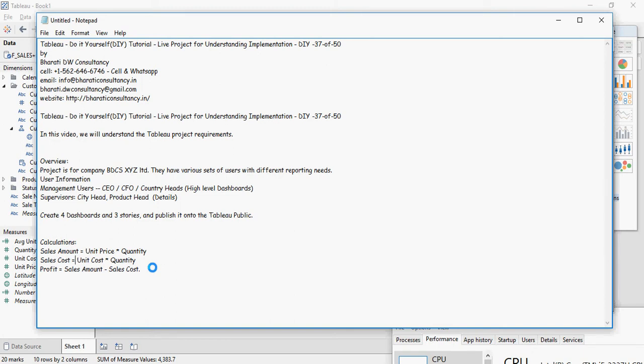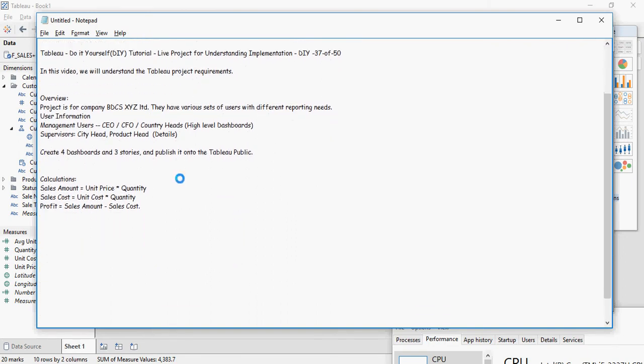My reasoning for giving these calculations upfront is to implement them in the edit metadata model. Remember video number 36, where we talked about edit metadata. You want to make sure that these 3 columns are calculated and kept ready for analysis. Now, use your imagination to create 4 dashboards, link them using actions, and create 3 stories, and present them to the management users and the supervisors with their perspective of the data.